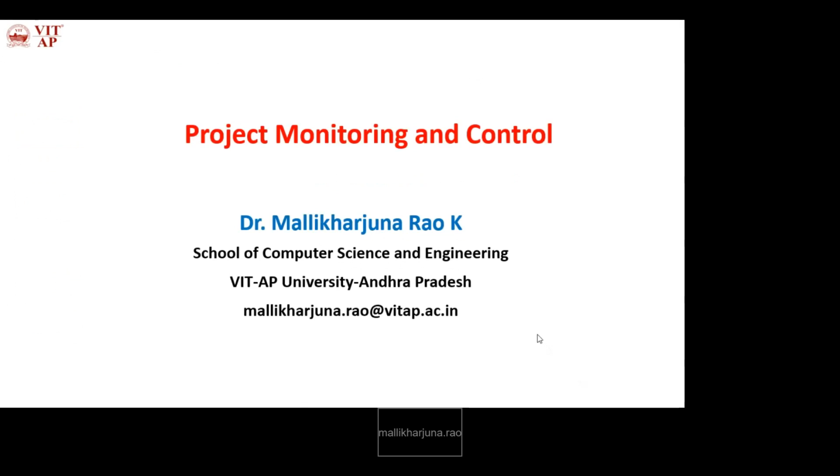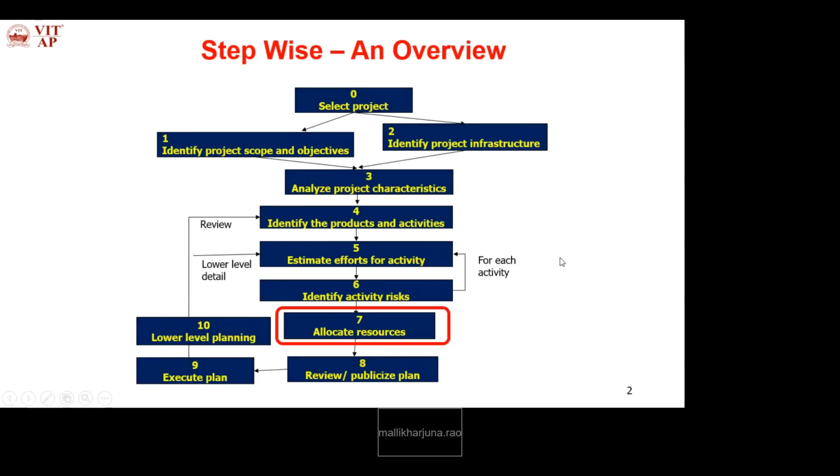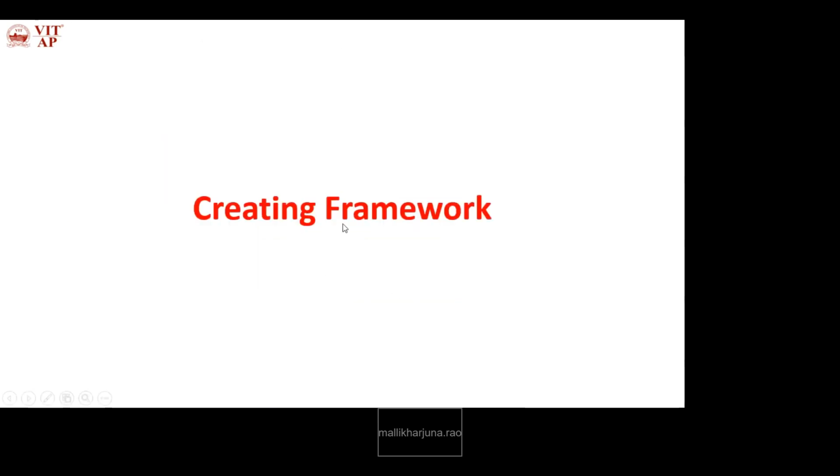Hi guys, in this session we'll discuss project monitoring and control, part 2. Actually, we are in step 7, allocation of resources in software project development. In order to allocate the resources, we need a framework which is useful to monitor and control the whole project from day 1 to day n, creating a framework.